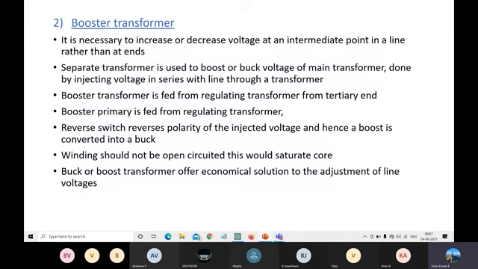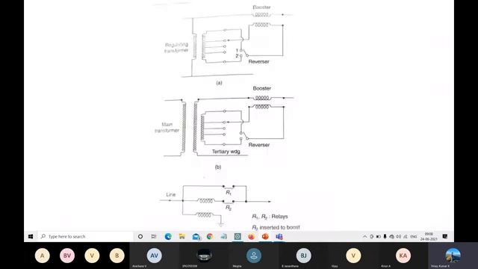This is the buck transformer, where the bucking or boosting of voltage is done by injecting the voltage in series with the line through a transformer. These are similar to main transformers, from where we can inject the voltage. So we inject the voltage into our main transformer through the buck or boost transformers. And one more thing is, the booster transformer is fed from a regulating transformer from the tertiary end. For that we have to look at different aspects.